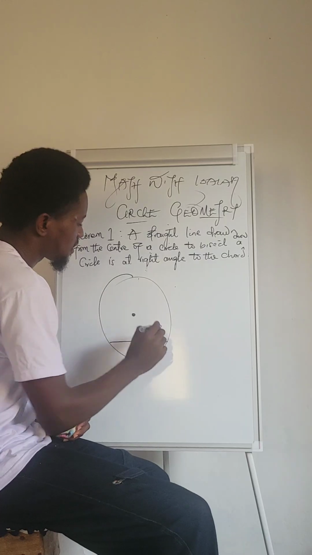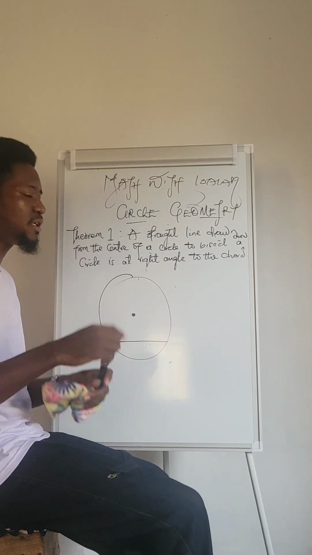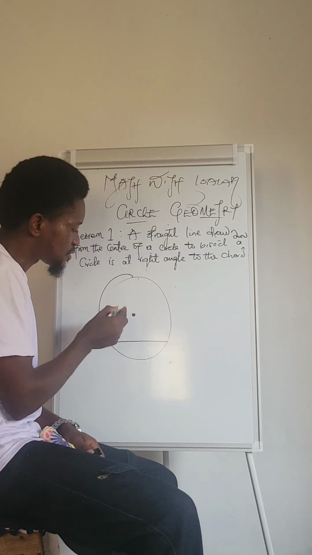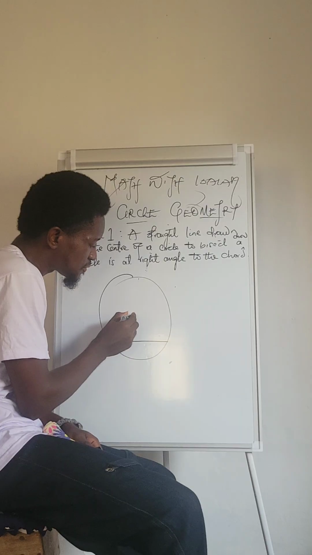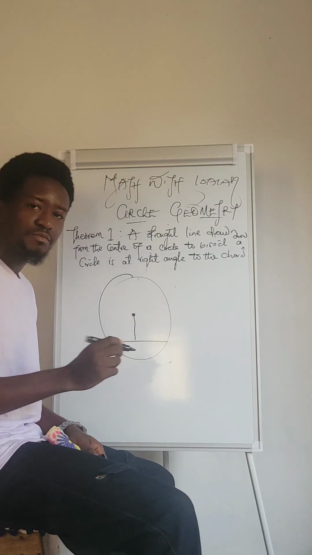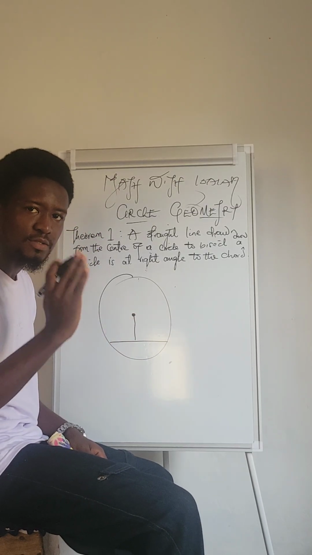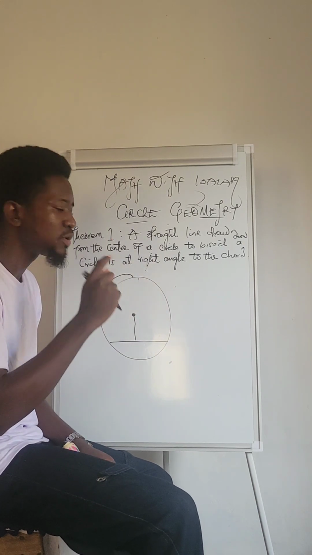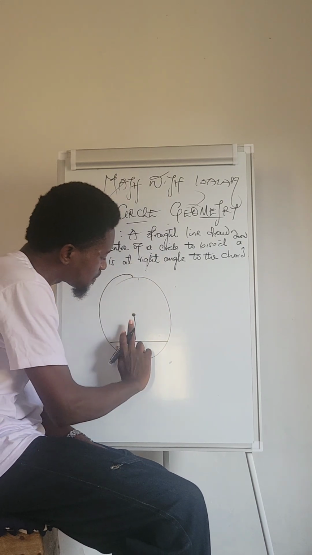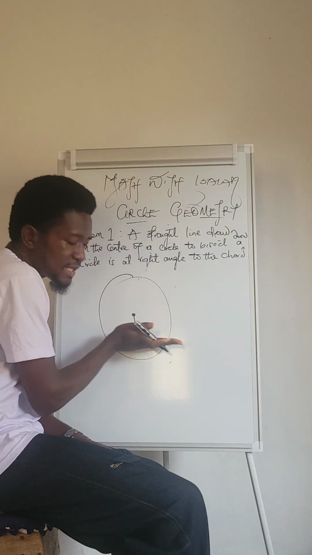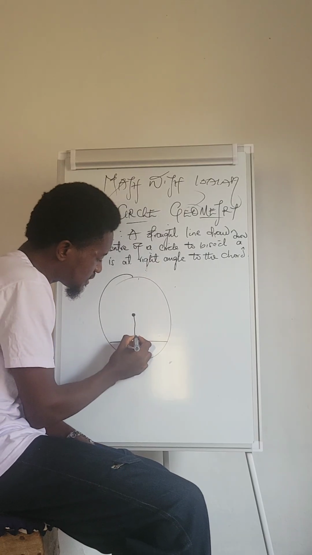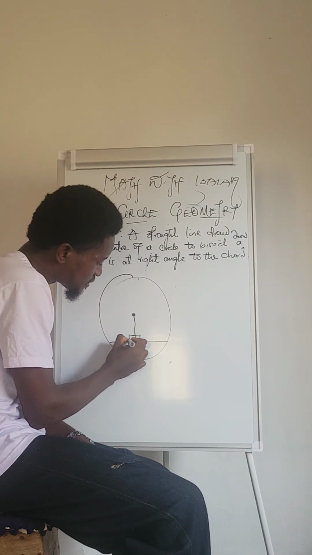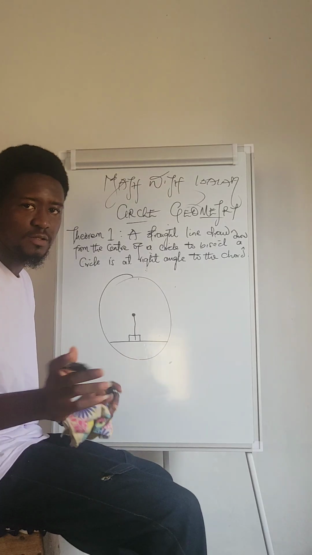Let's put it here. Now, the theorem states that a straight line drawn from the center of the circle to bisect a chord, meaning it divides the chord into 2 equal parts, is at right angle to the chord. What that simply means is that the angle formed between the straight line drawn and the chord is a right angle. That's basically what it means.